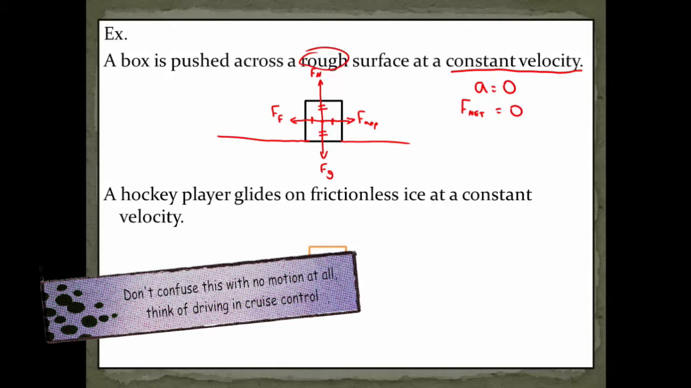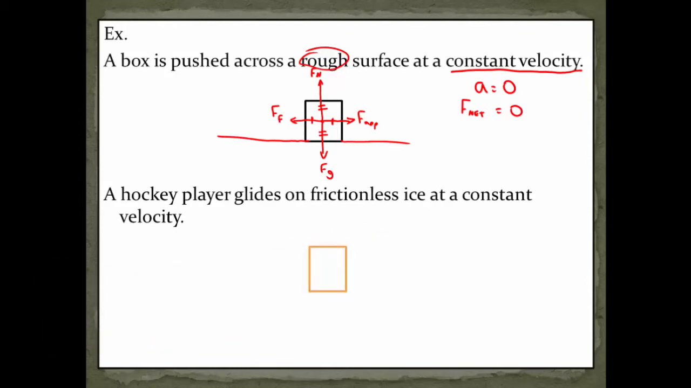That's why we know the force of friction is equal to the force applied. Let's take a look at a hockey player who glides on frictionless ice at a constant velocity. So again, it's frictionless, that's a key word, and at a constant velocity. Constant velocity again means acceleration equals 0 and F net equals 0.